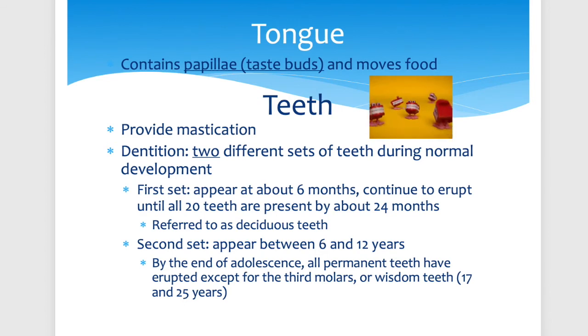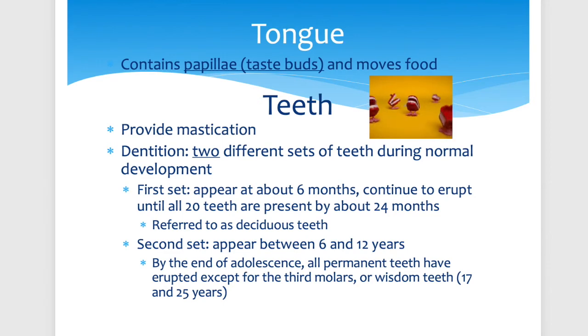We have two different sets of teeth during normal development. The first set starts to appear around the age of 6 months, and they continue to erupt through the gums until all 20 teeth are present by around 2 years of age. These are referred to as deciduous teeth because we lose them. Most of the trees around where we live are called deciduous trees because they lose their leaves in the fall. And that's where this term comes from for your teeth, because we lose all of those teeth.